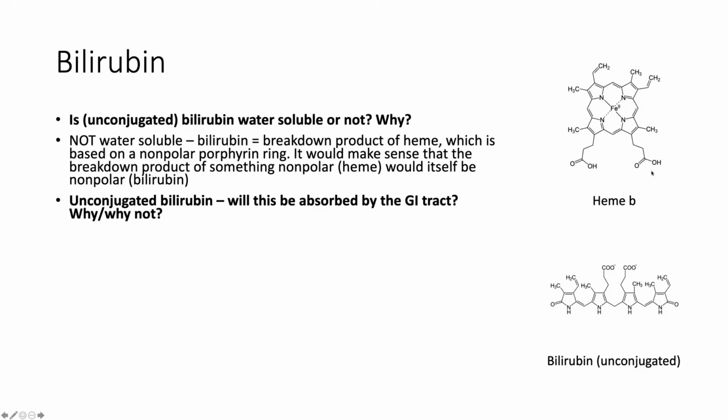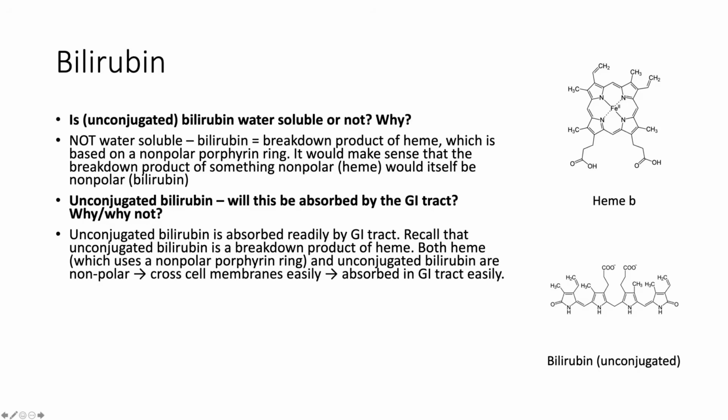And so Feluke, unconjugated bilirubin, will this be absorbed by the GI tract? Why or why not? Yes, because again, it's nonpolar. So generally, nonpolar things cross pretty well. This is why urobilinogen, which again is a breakdown product of bilirubin, can be absorbed by the GI tract, and why it can end up in your bloodstream and ultimately your urine. Thank you. I didn't know.